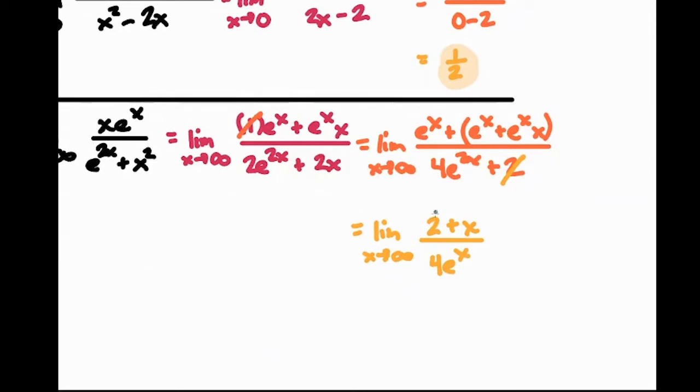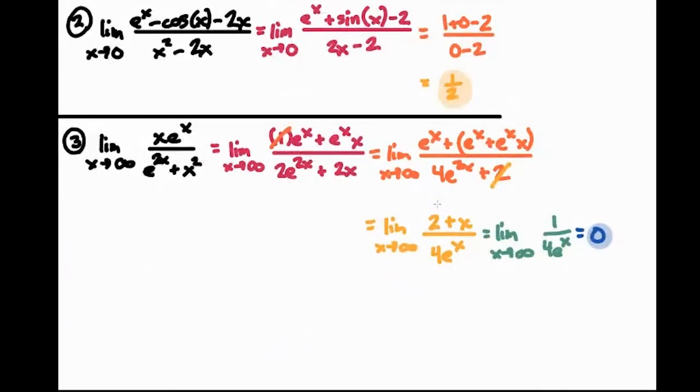Again, that 2 is meaningless, but if you wanted to, let's just do the derivative of the top and the bottom again. You're going to get 1 over 4e to the x, which is 1 over infinity. And as Quinn said, it's going to be 0. This way took longer than the way that I taught you in Unit 1.